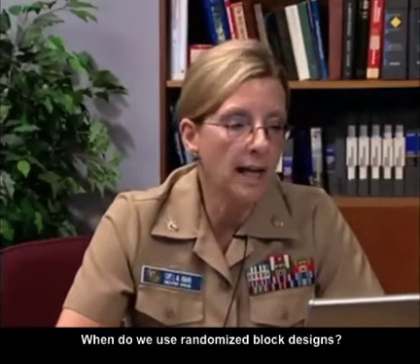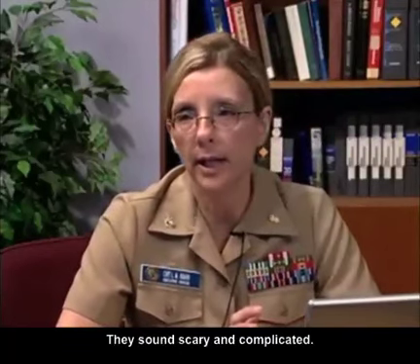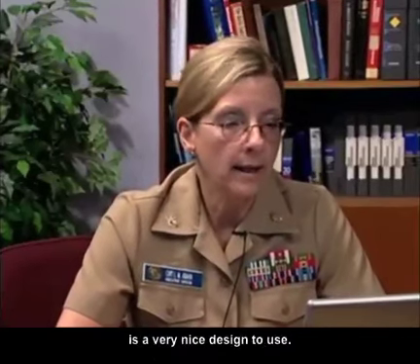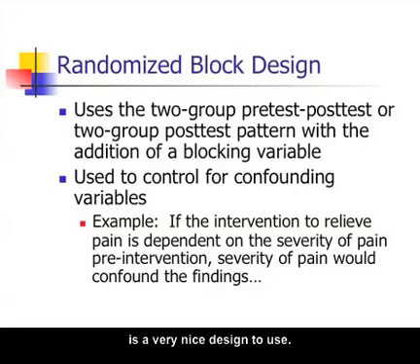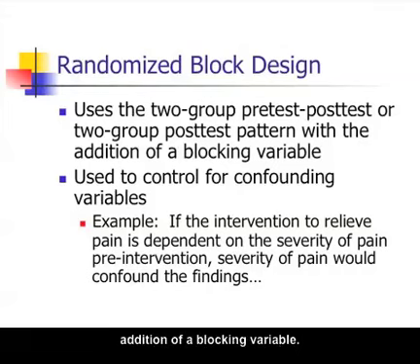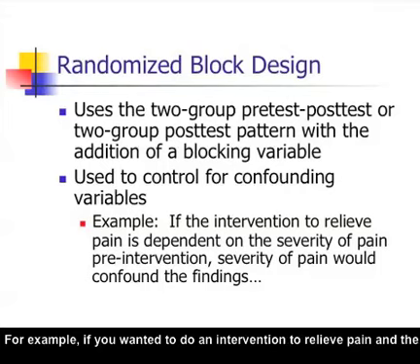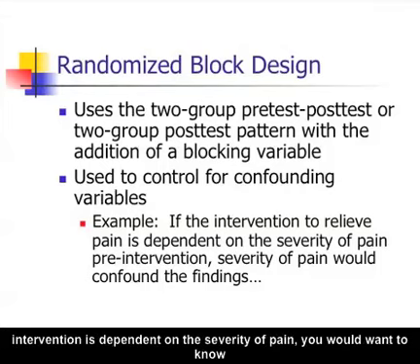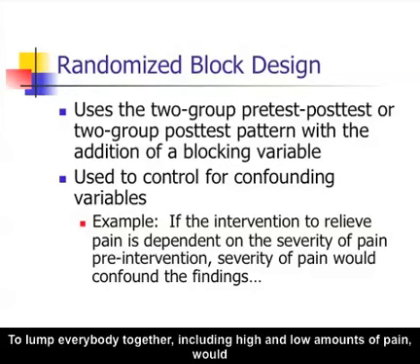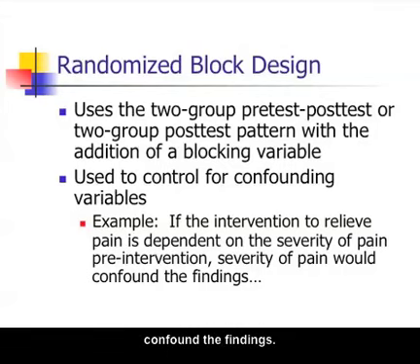When do we use randomized block designs, and what in fact are they? They sound kind of scary and complicated. The statistics for randomized block design can be somewhat complicated, but it is a very nice design to use. It uses two-group pre-test, post-test, or two-group post-test pattern with the addition of a blocking variable, and that's used to control for confounding. For example, if you wanted to do an intervention to relieve pain and the intervention is dependent on the severity of pain, you would want to know pre-intervention where the individual was with pain. To lump everybody together, including high, low amounts of pain, would confound the findings.